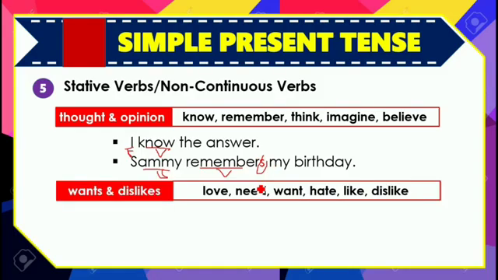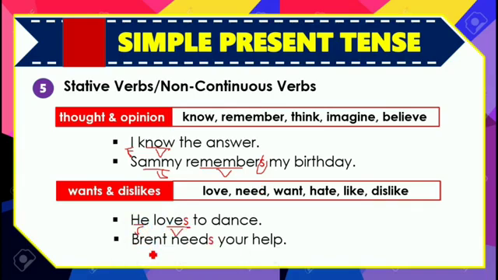Similarly, stative verbs relate to wants and dislikes. Some of the verbs are love, need, want, hate, like, dislike. For example, when we say he loves to dance, he is our subject. It is a stative verb. Brent needs your help. Subject is Brent. Needs is our verb, singular. We have a singular verb, so we need to put an S. So it's not correct to say Brent is needing your help. Okay, we should use the present tense of the verb, so it should be Brent needs your help.